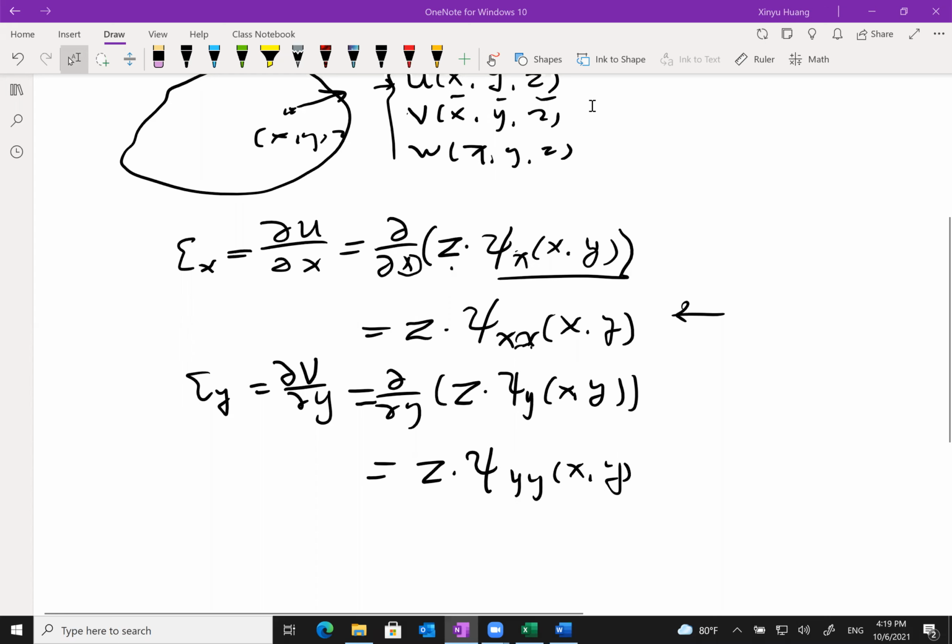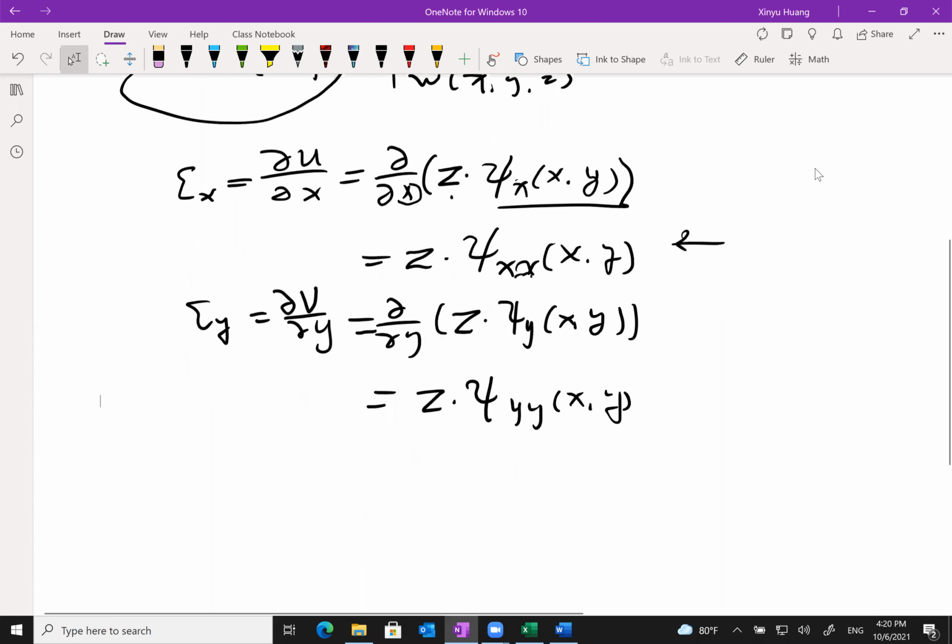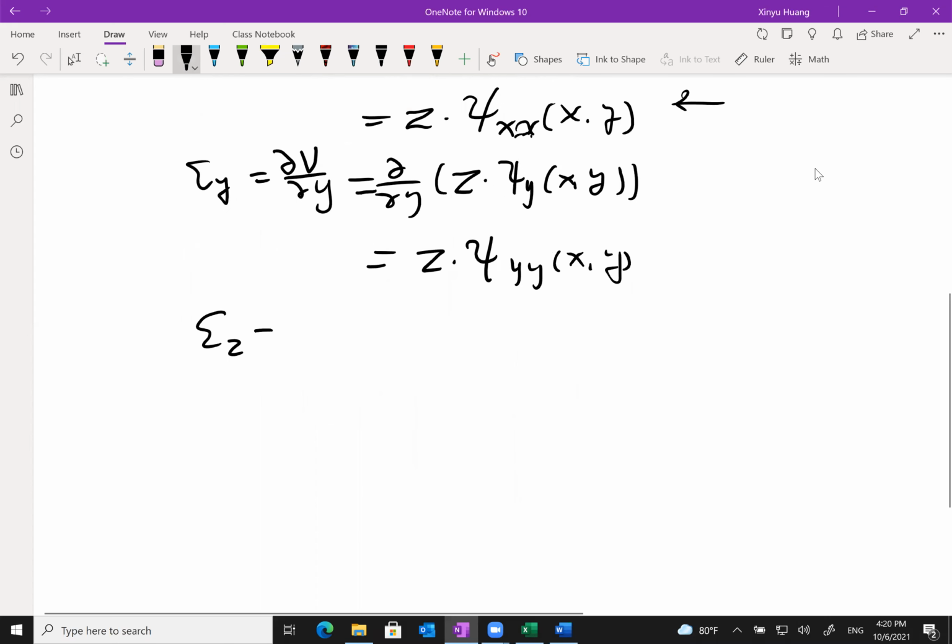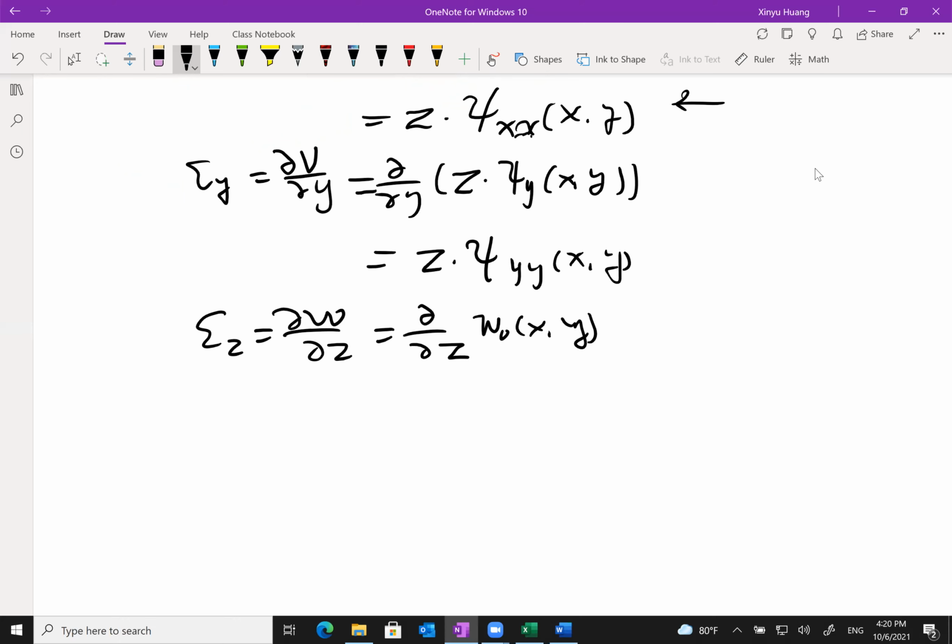All right. And then epsilon z. Epsilon z is partial w partial z. The w function is w0 xy. It doesn't depend on z. So this function doesn't depend on z. That's equal to 0.